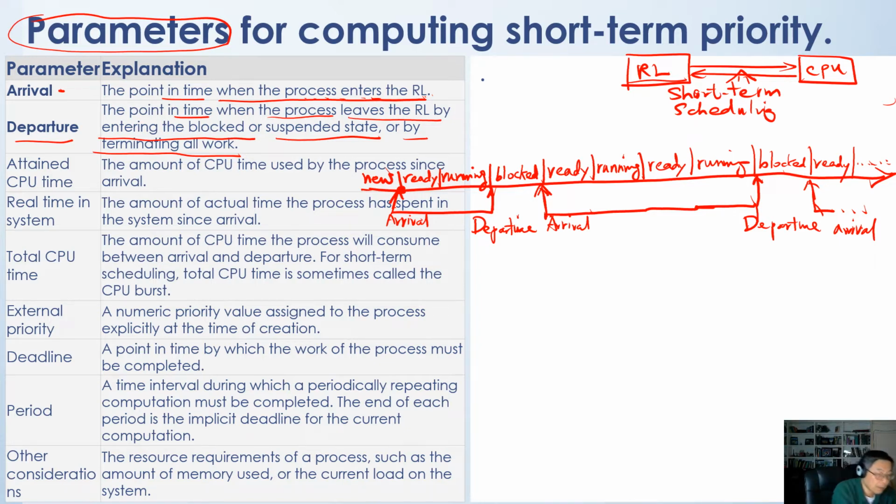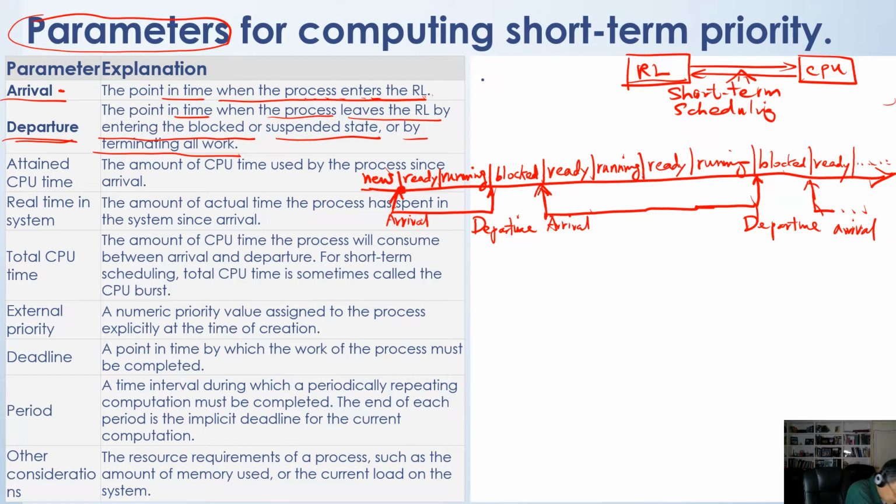So you may have multiple arrival times, and it may have multiple departure times. So that's the definition of arrival and departure.